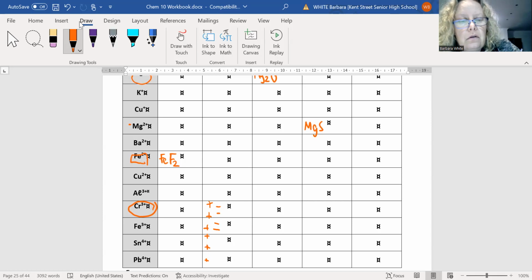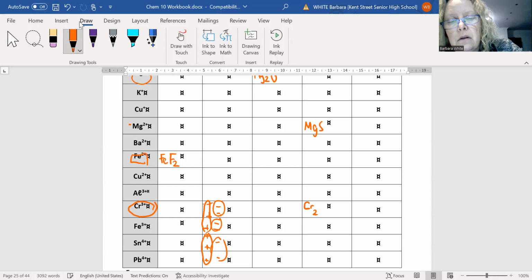And now I've got 1, 2, 3, 4 minuses, 4 pluses. I need another sulfide. And now I've got 6 of each and it balances. So I needed, I'm trying to circle them. I'm not doing a very good job. 2 chromiums and 3 sulfides to be neutral. So 2 chromiums and 3 sulfides, like that.